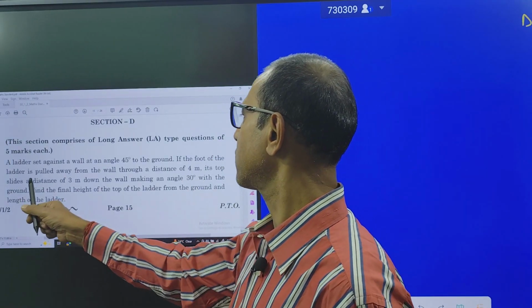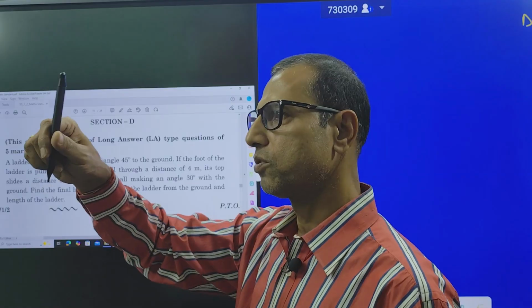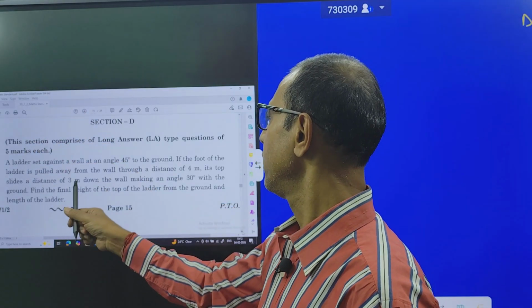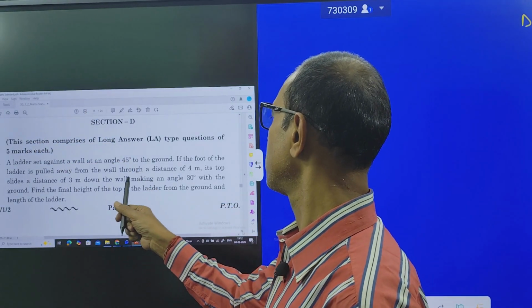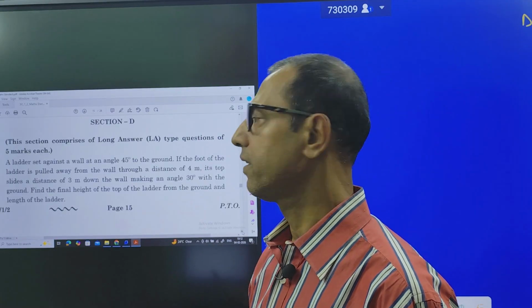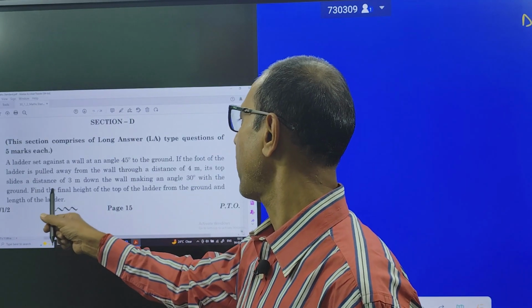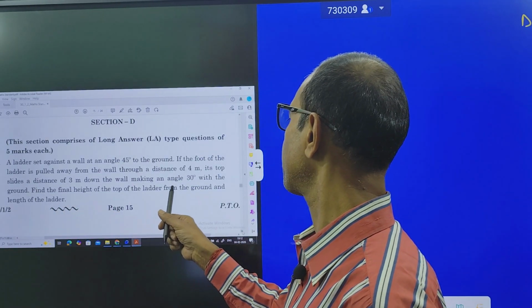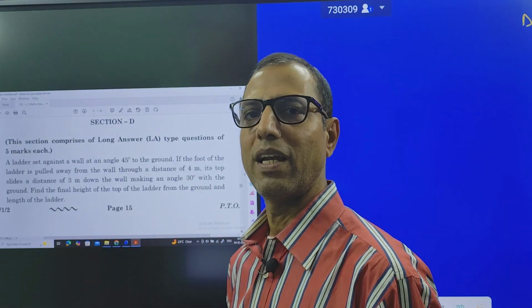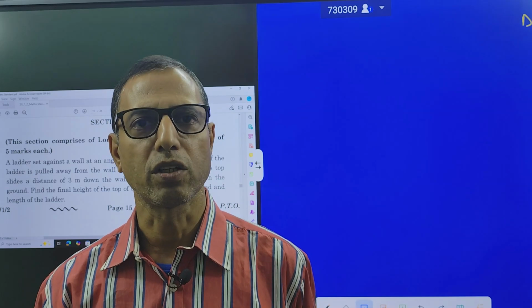It slides a distance of 3 meters, so automatically it will slide down 3 meters down the wall, making an angle 30 degree with the ground. Find the final height of the top of the ladder from the ground and length of the ladder. Very, very simple question. Just first draw the diagram.